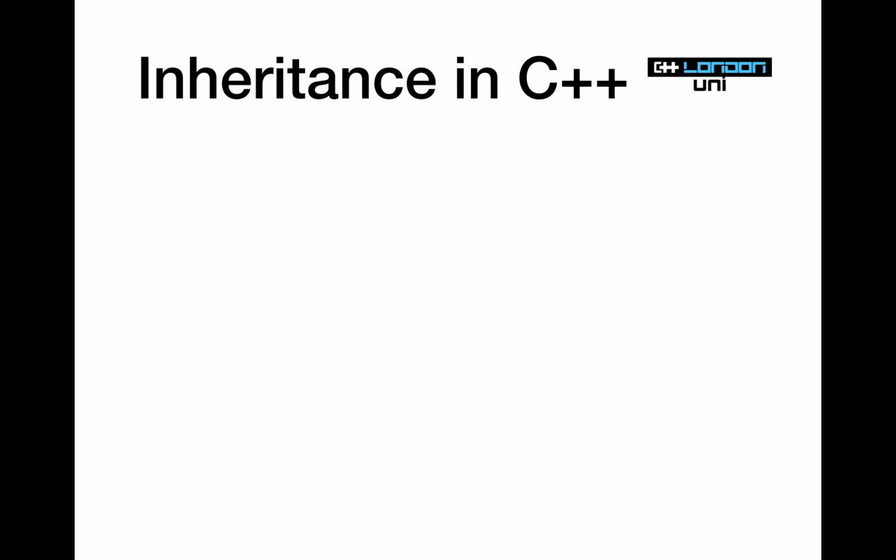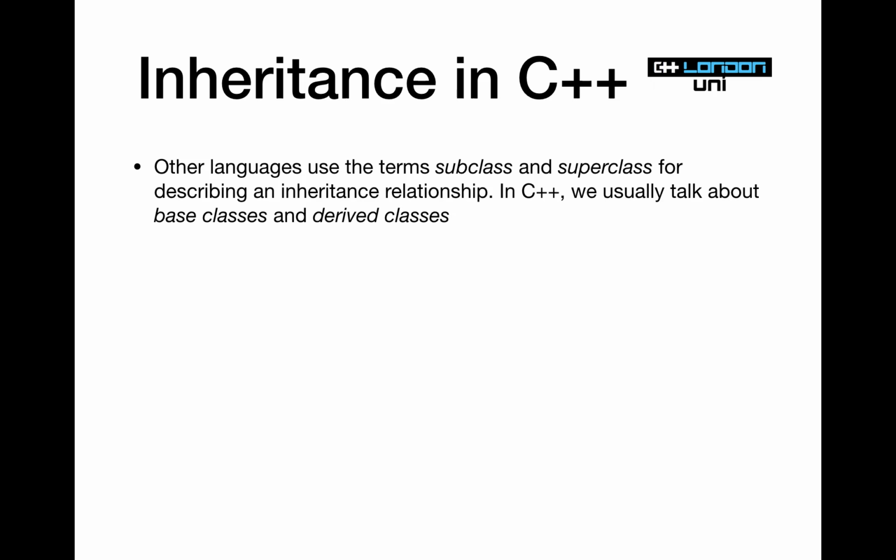So I've already mentioned this, but just to put it in writing. Other languages often talk about subclasses and superclasses, which is terminology I always find confusing, because in general the subclass can do more than its parent class, so shouldn't that be the super one? I don't know. I find subclass and superclass a bit confusing, maybe just because I don't use it very much. But in C++, the usual terminology is to talk about base classes and derived classes.